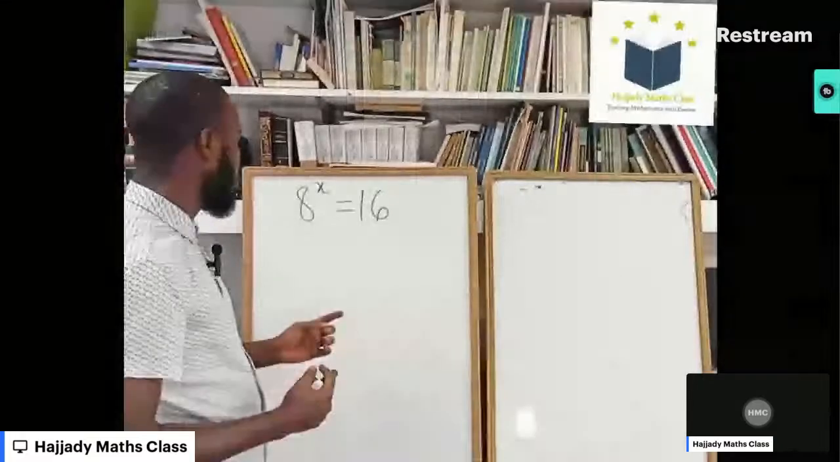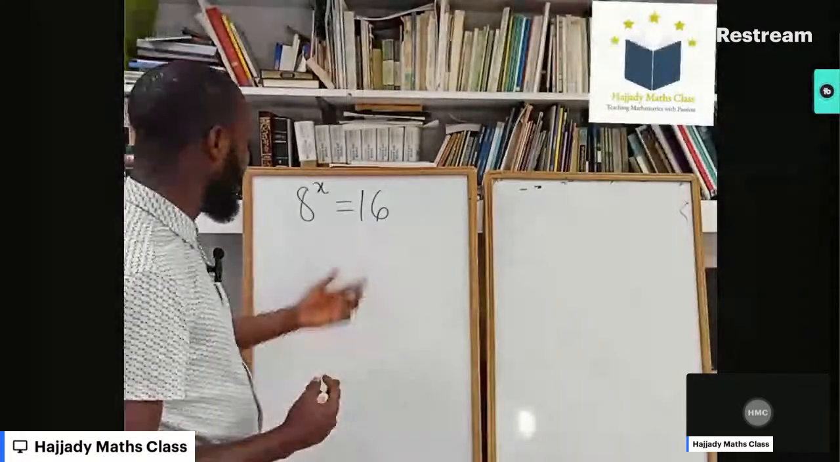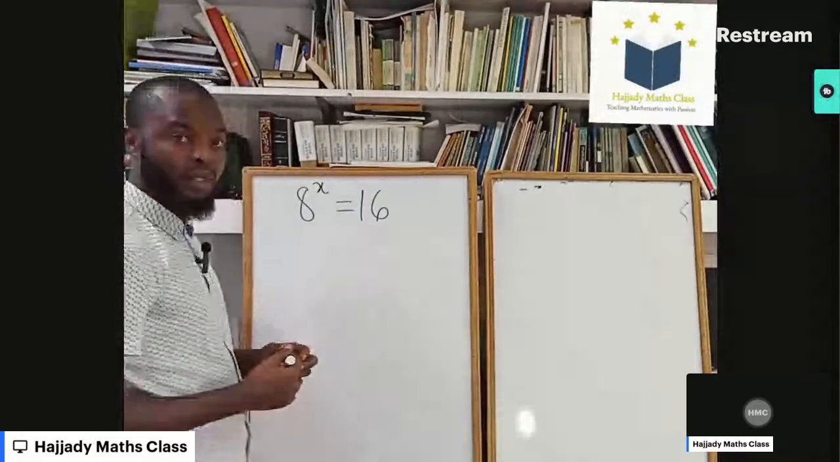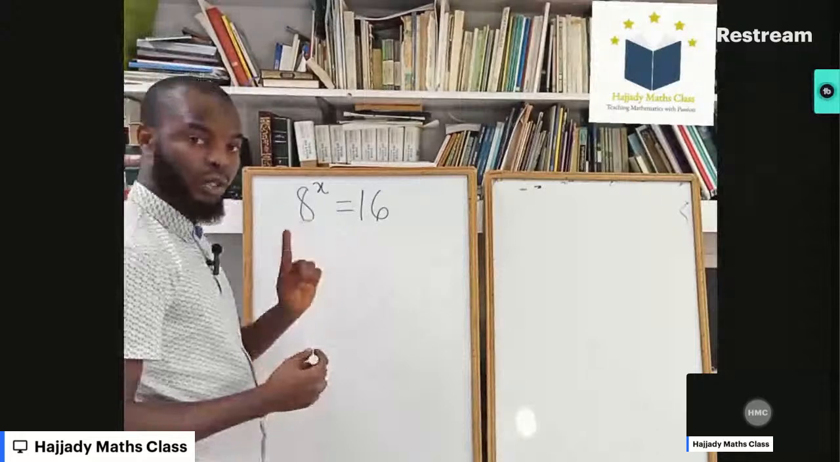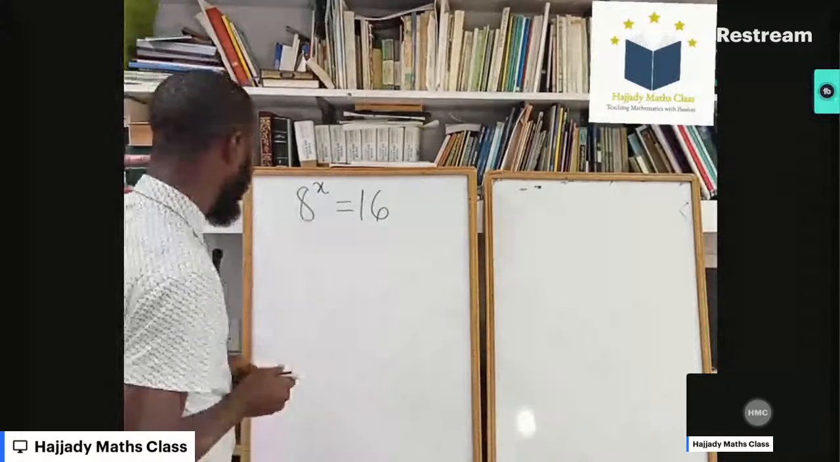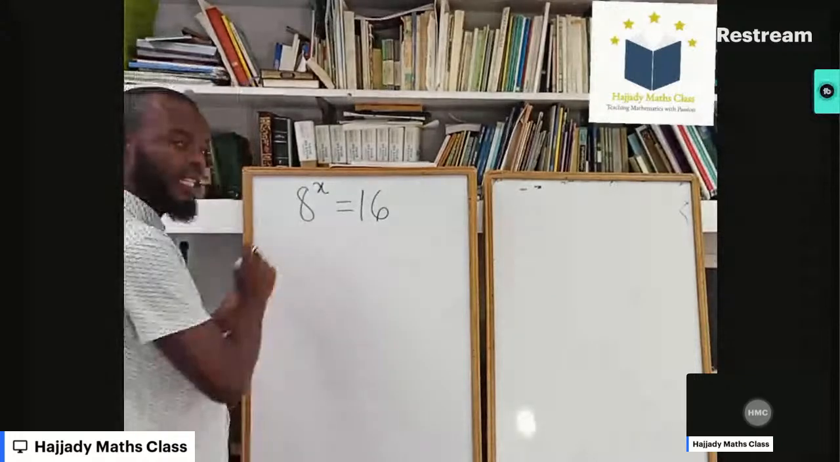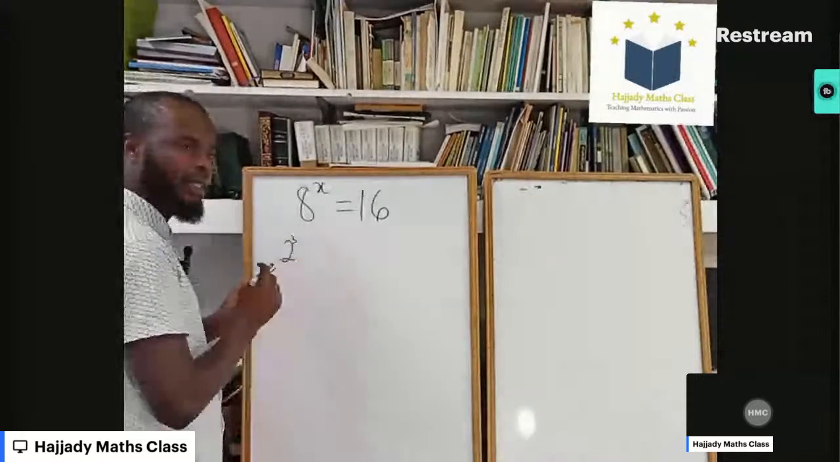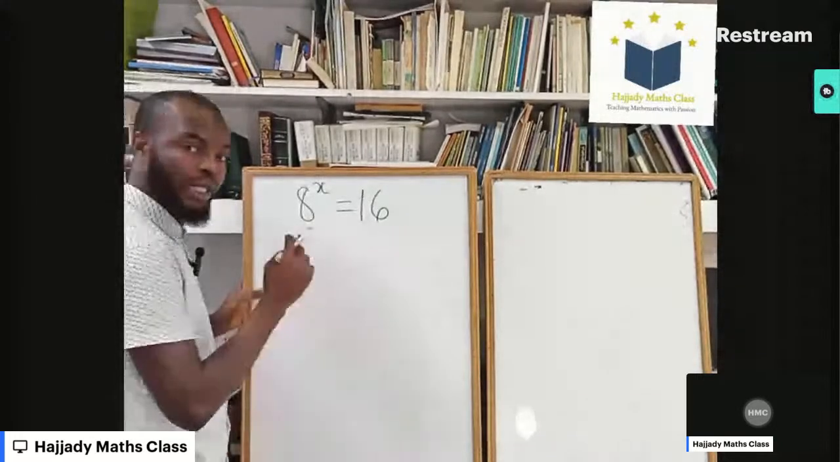Welcome to the Algebra class. Today we want to solve for x in this equation. Here we have 8 to the power of x equals 16. Here we are going to use 2 methods to solve this. The first method I'm going to use is the use of indices. Here we know that 8 can be written as 2 to the power of 3, that is, 2 times 2 times 2 gives 8.